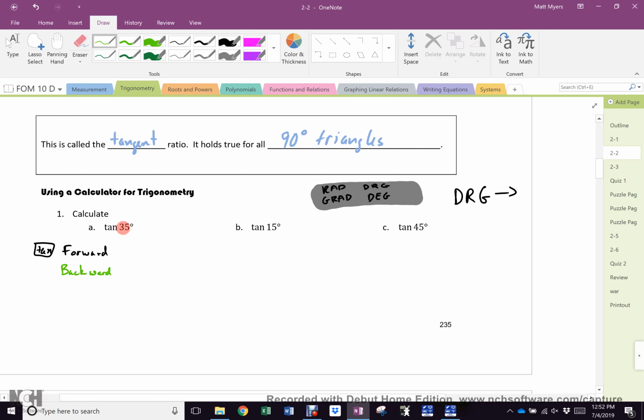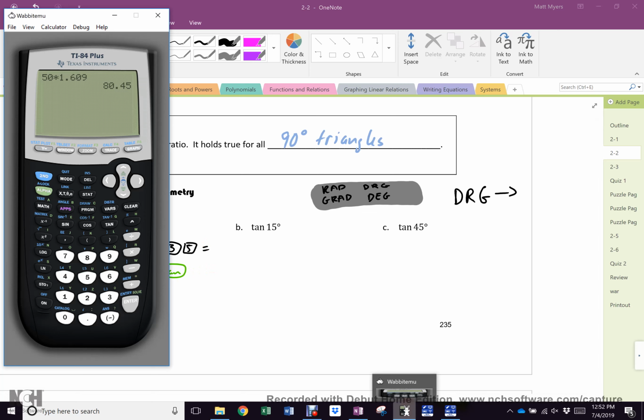Okay? So now everybody, if you've got a forward calculator, you push the button that says tan, then you push 3, then you push 5, then you push equals. If you have a backwards calculator, you push 3, then you push 5, then you push tan, and you do not have to hit equals. And if your calculator is in the right mode, you will get tan 35.